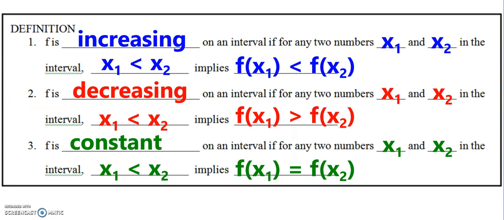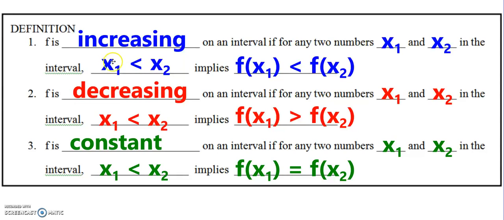All right, definition one: a function f is increasing on an interval if for any two numbers x1 and x2 in the interval, x1 is less than x2 implies that f of x1 is less than f of x2. Don't overthink that. This should be total common sense. All of this means if x1 is less than x2, that means x1 is to the left of x2. And if f of x1 is less than f of x2, that means that y1 is lower than y2.